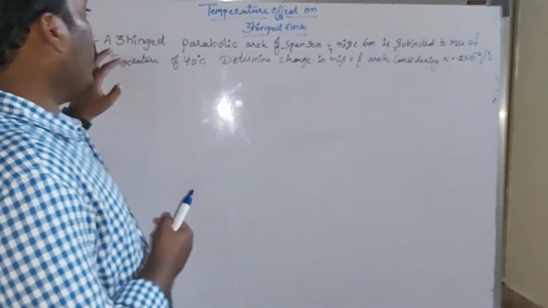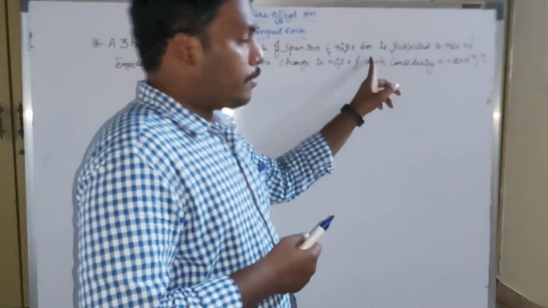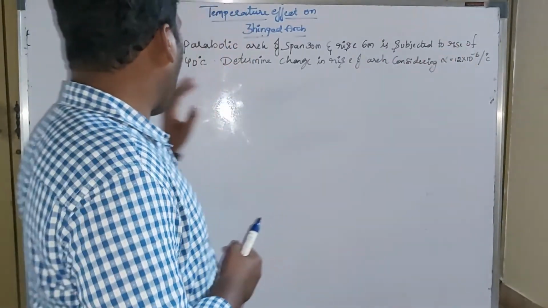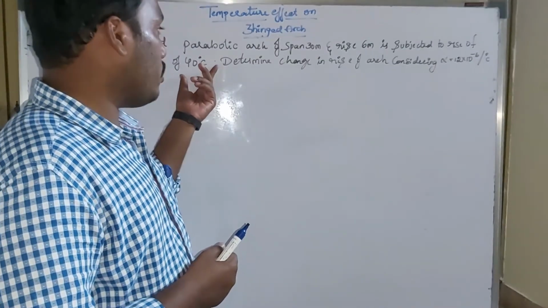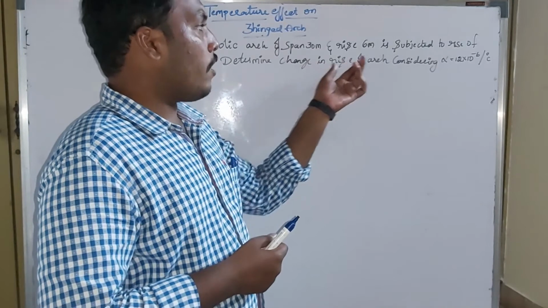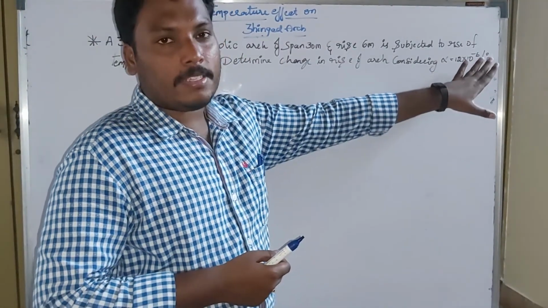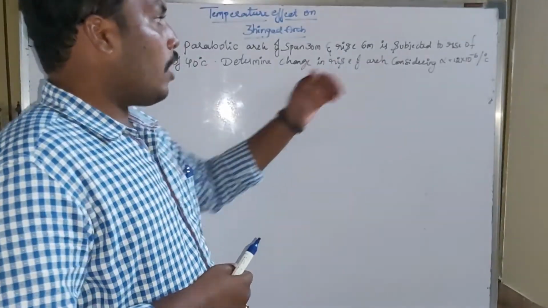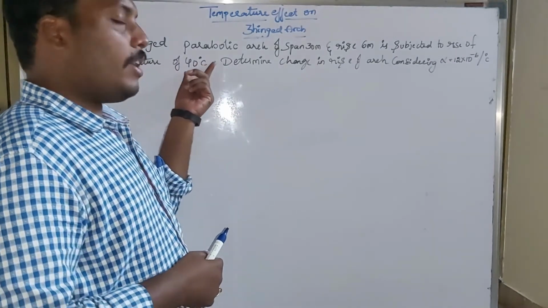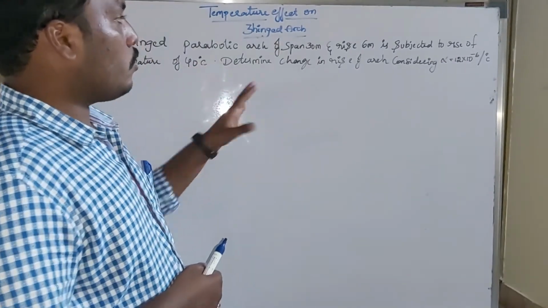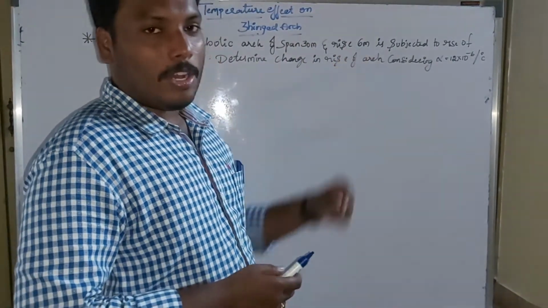So now let us see a 3-hinged parabolic arch of span 30 meters and a rise of 6 meters, subjected to a rise of temperature of 40 degrees centigrade. That is, the T value is mentioned. Determine the change in rise of arch considering alpha is equal to 12 into 10 power minus 6 per degree centigrade. So we take alpha value as 12 into 10 power minus 6 and the temperature effect as 40 degrees centigrade. The span L value and the rise small h value are mentioned.